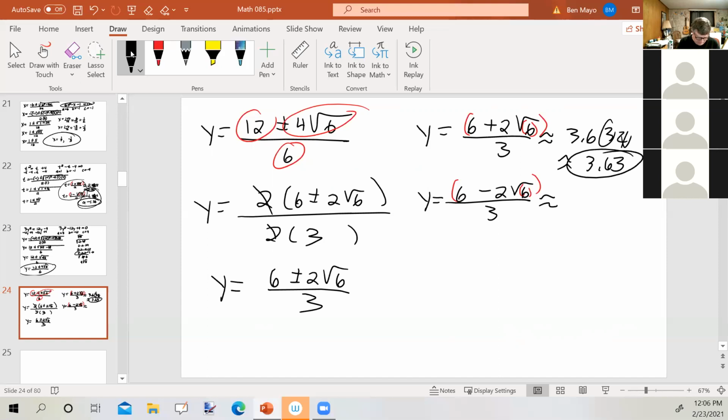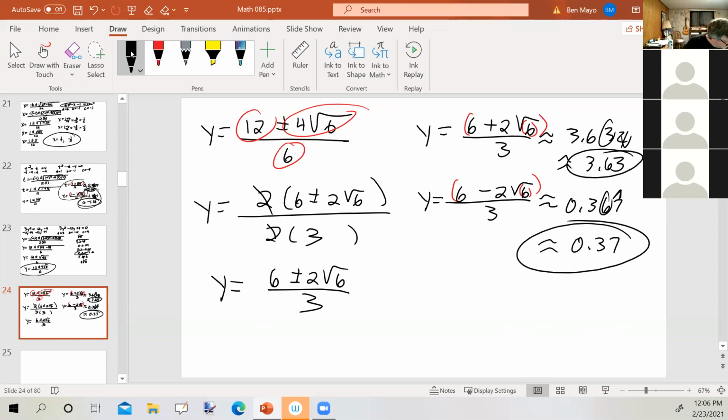And then the second one is 0.367. That would round up, so 0.37. Okay, let's see here. Any questions on that?